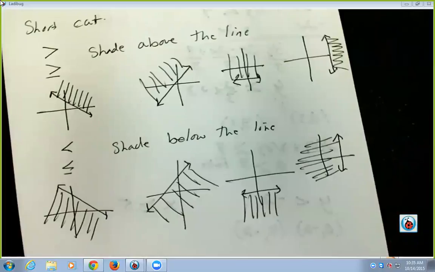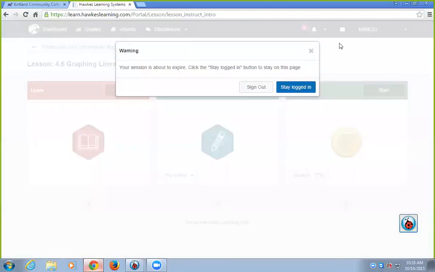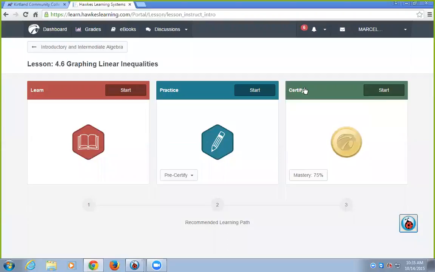So let's shift gears here and let's pull up the assignment that is for 4.6 in Hawks, so we can get an idea of what types of stuff they're going to ask you within this assignment. So let's just get to practice.